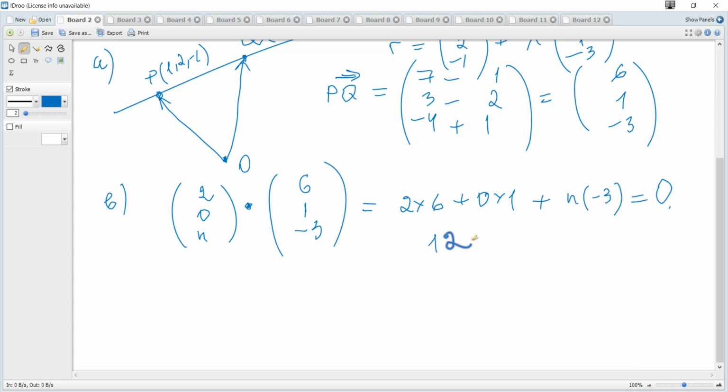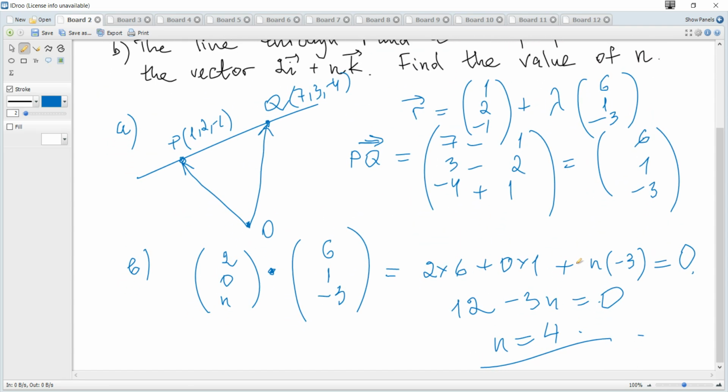So it becomes 12 minus 3n equals 0, and n is 4. And that's all for this question.